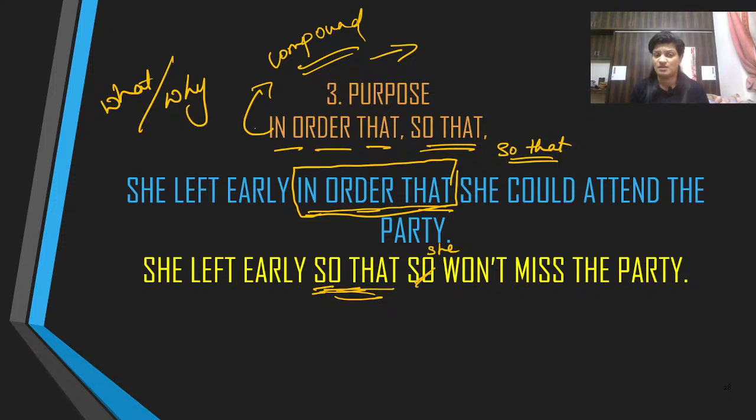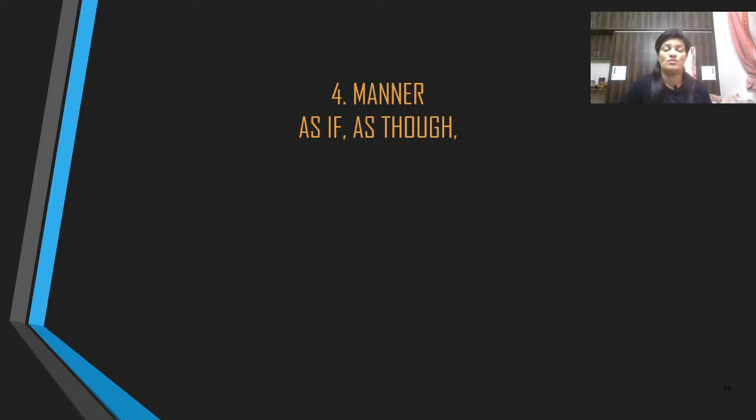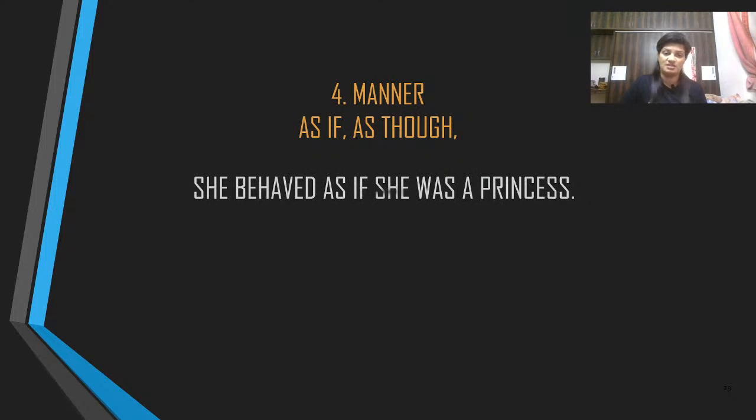Again, she left early. Why did she leave early? What was the reason? What was the purpose? She left early so that she won't miss the party. So that's the purpose behind. Next one is manner, which tells how something has been done. She behaved. How did she behave, guys?